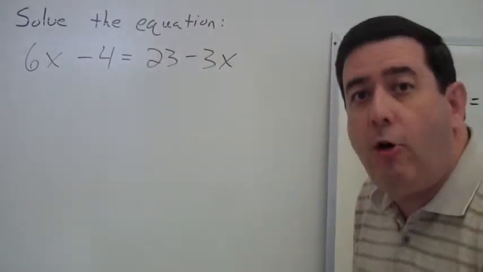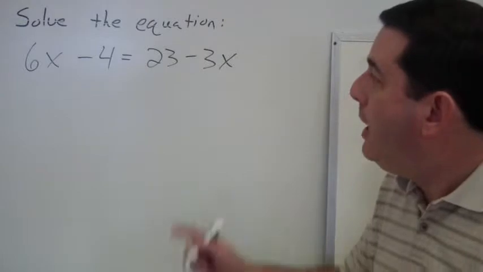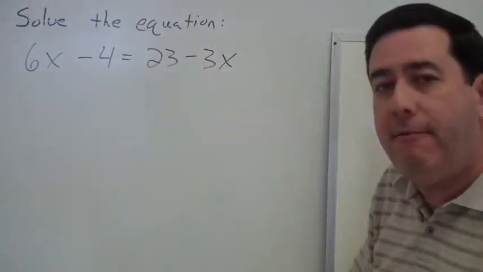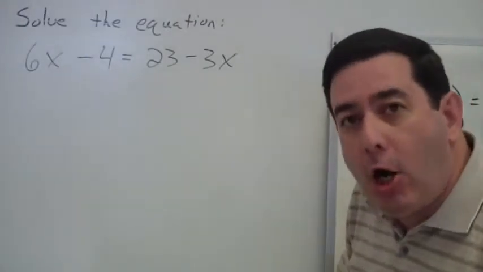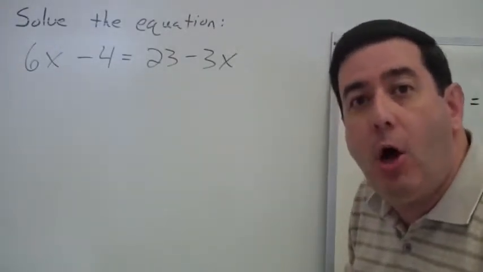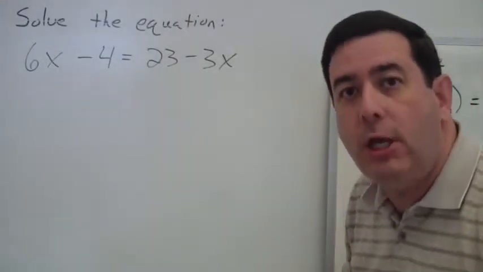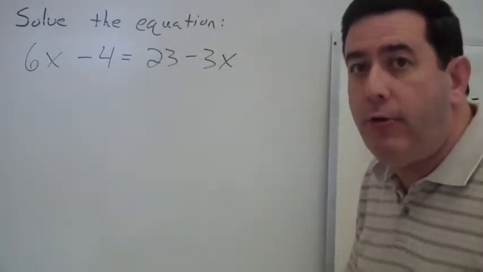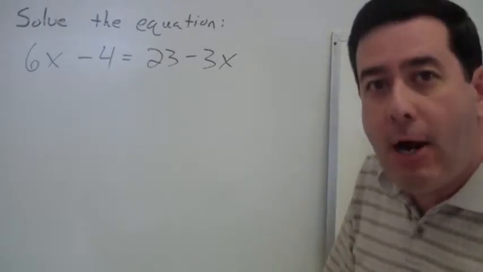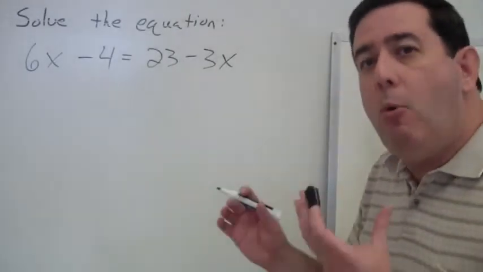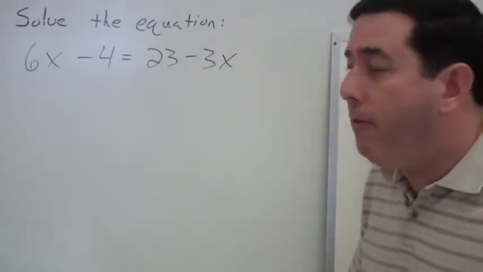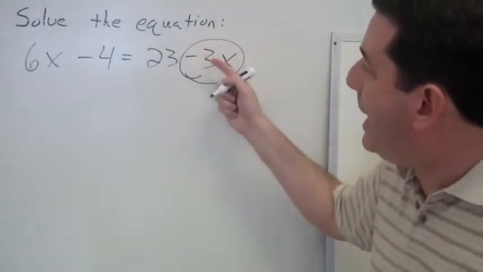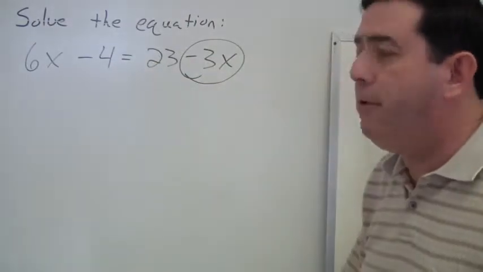Here's another one to solve, but this one's a little bit harder. This time we have variables on both sides of the equation. Remember that our goal was to isolate the variable on one side of the equation. So the first thing I need to do is to get those x's to be together on the same side. It doesn't matter if we go left or right with them, but we need them to be together on the same side. Let's take this minus 3x and move it over to the other side.